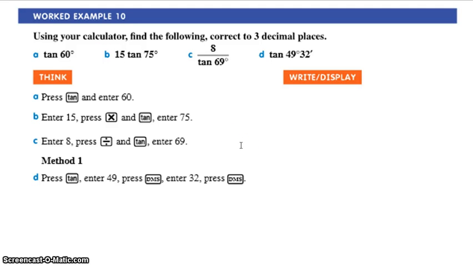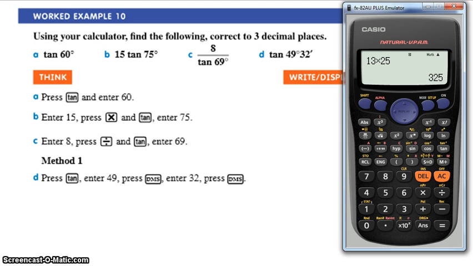As I said, these ones are just to show you how to put them into your calculator. So I'll bring up my calculator there. First one says tan 60 degrees. Now when you're doing these, you do not have to put the degree symbol in. The only time you have to hit that button, the degrees, minutes, seconds button, is if you're adding minutes and seconds, which we do in part D.